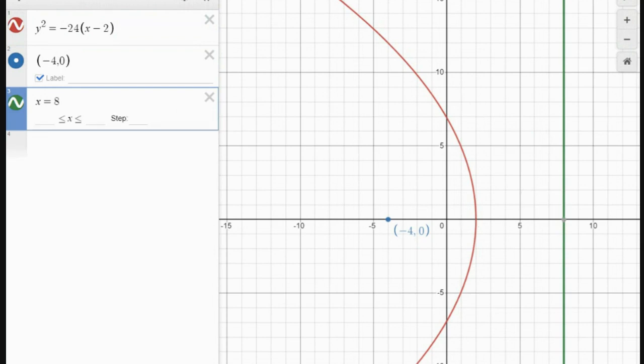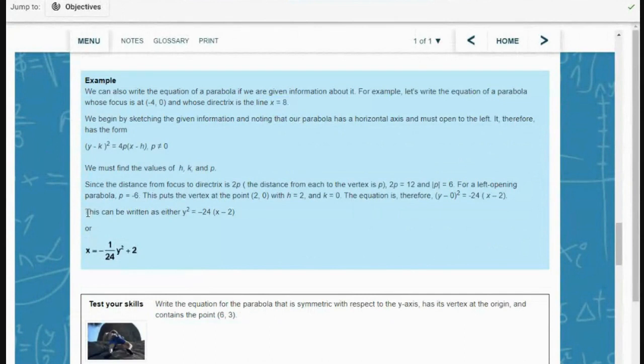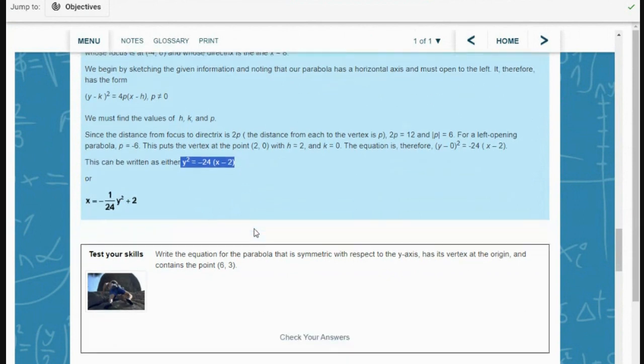Let's compare to what they got in the lesson. Oh, they put it in the other version. It says this can be written as either, and we wrote it as y squared equals -24 times x minus 2. That's exactly what we had on our paper. Or if you want to write it in the other version, x equals, right? So you divide by the -24 and then add 2. So x equals -1/24 y squared plus 2. You can write it in either way.